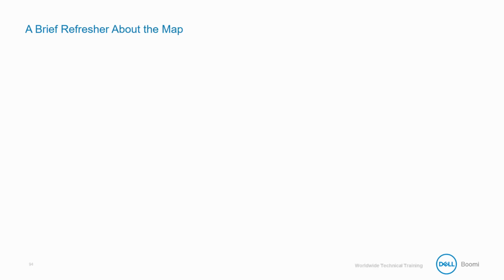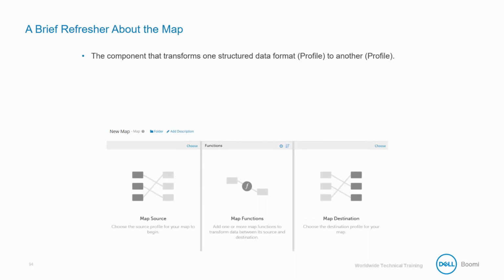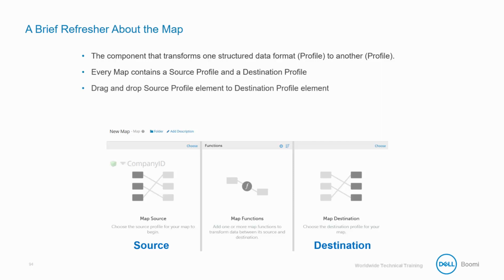You may remember from Boomi Essentials that a map shape transforms one structured data format or profile to another. In our case, we'll be transforming our XML files to CSV flat files. Each map contains a source profile, your input data, and a destination profile, your output data. These profiles can be imported into the map based on a sample file or schema, or can be manually created. Once the profiles are loaded, it's time to map the corresponding elements. To map elements, simply drag and drop each source profile element to one or more destination profile elements.